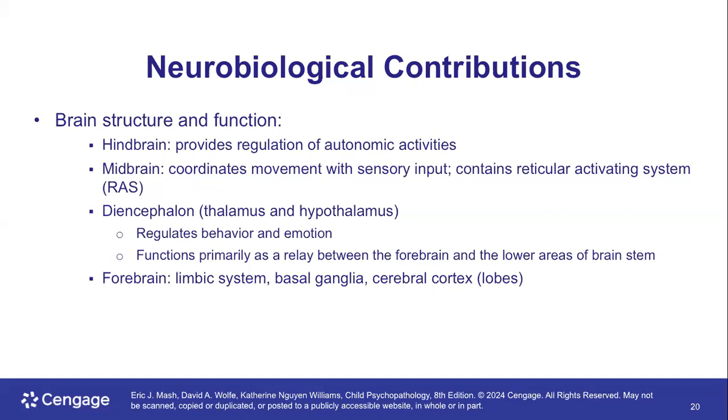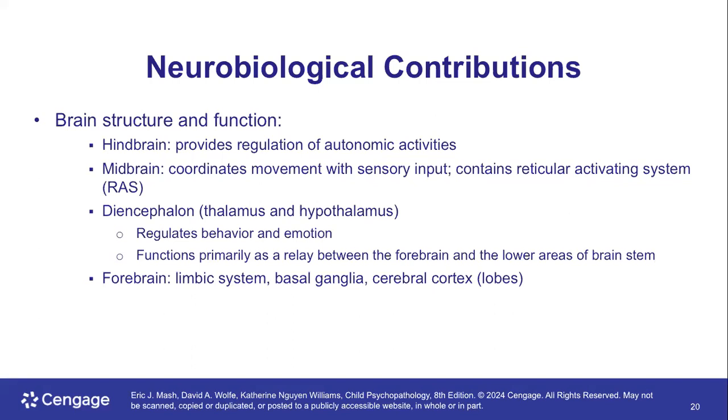And then the forebrain technically is everything beyond the midbrain. Everything beyond the midbrain is the forebrain. But after we get past the thalamus and hypothalamus, you have the limbic system, the basal ganglia. The basal ganglia is responsible for motor functioning to some degree.